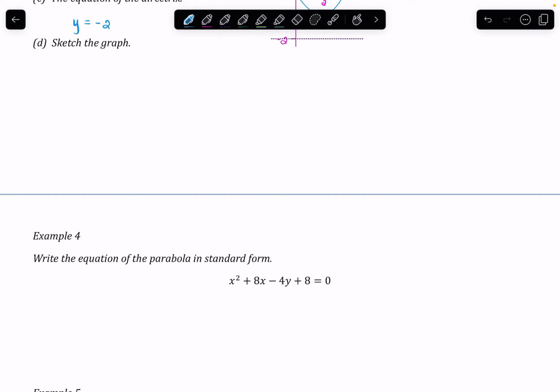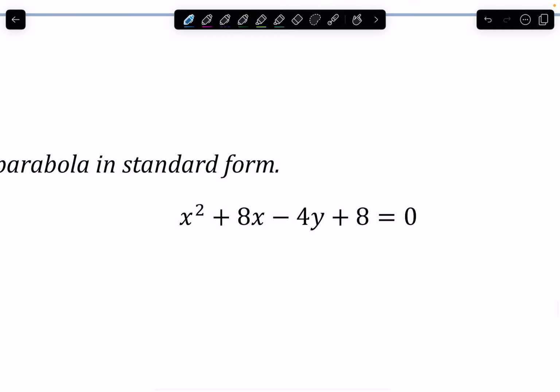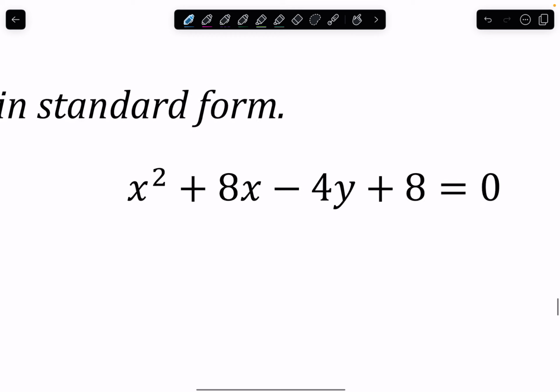Example 4, write the equation of the parabola in standard form. Just like we did with all the others, we're going to look at our parabola. The difference with this from the others is completing the square only has to be done once because only one term is being squared. If we look at this equation, x squared plus 8x, the x is being squared, so that means I want to move everything without an x to the opposite side.